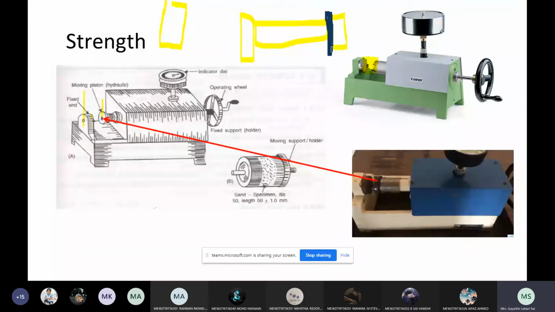So with this adapter, if you want to measure the green compression strength, what is this green compression strength? The stress required to rupture the sand specimen under the compressive load. So what is this compression? I want a definition of compression. You have compressive load and tensile load in your strength of materials subject. What is this compressive load?